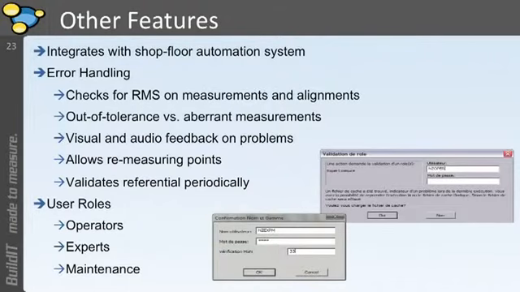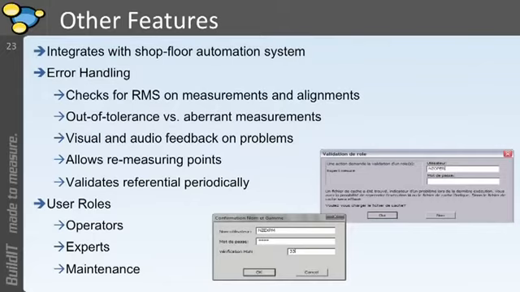Obviously, I mentioned before, it had to be fairly robust since it was targeted for operators. So the other important feature was error handling. Making sure that the process was followed is one thing, but making sure that it was executed correctly is another. So we had to check for RMS errors on the different measurements and alignments, making sure that we are actually measuring the right points. If somebody was walking on the structure as we measured the points, it would induce some vibration that would invalidate the measurement. So we had to detect scenarios like that, and then provide visual and audio feedback if there were any problems, to notify the operator that something's wrong and that they had to start over that part of the process. Not start over from the beginning, but just start over that measurement, allowing, as I mentioned, remeasuring the points.